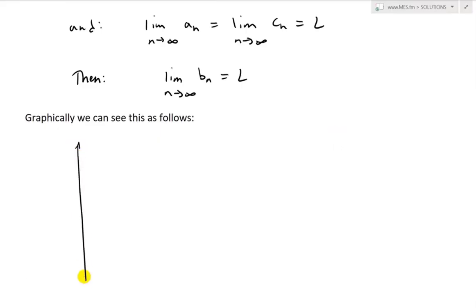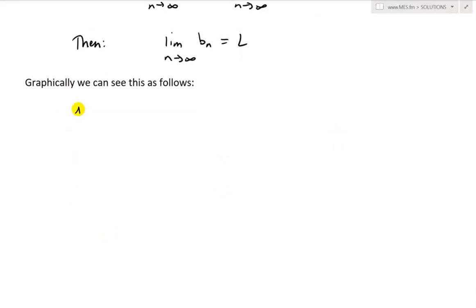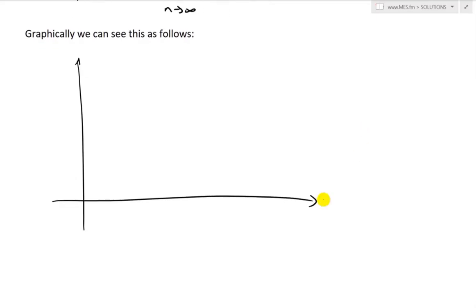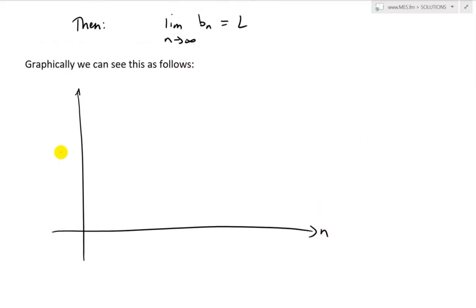Remember, it goes to infinity, so let's say we have the y-axis like that. This goes to n like that, so that's n, and then let's say we have L across here, this is L, and let's say we have a point right here, this is n0, so to the right of this is n greater than or equal to n0.